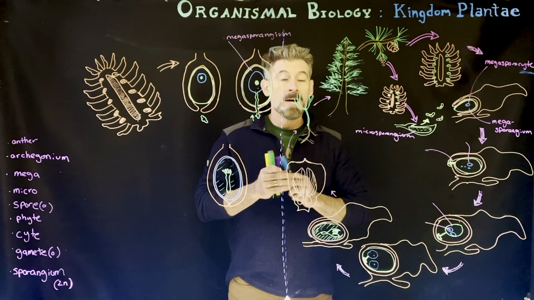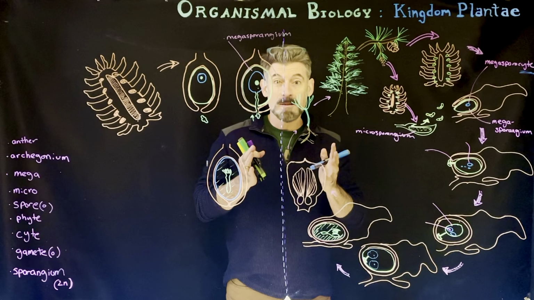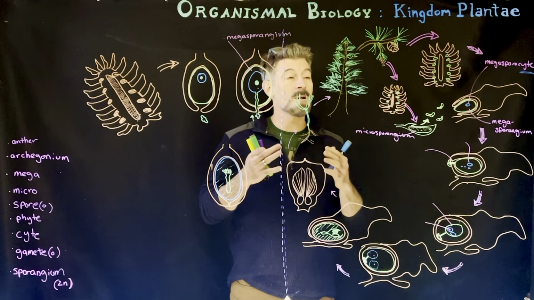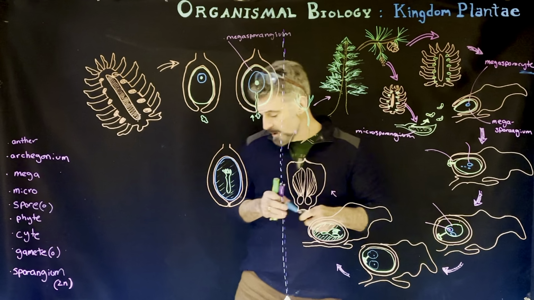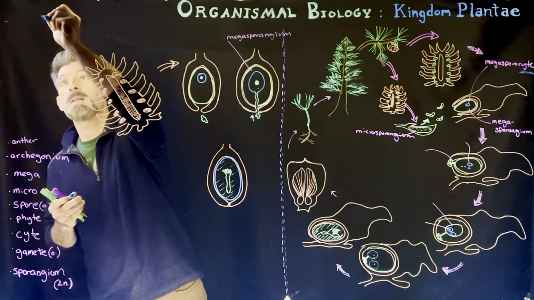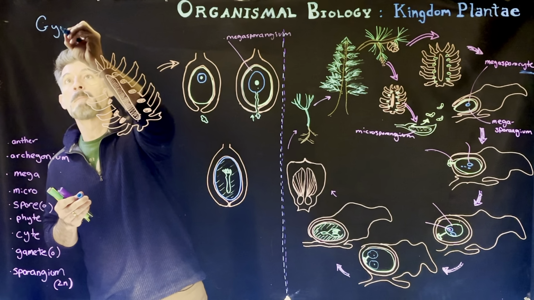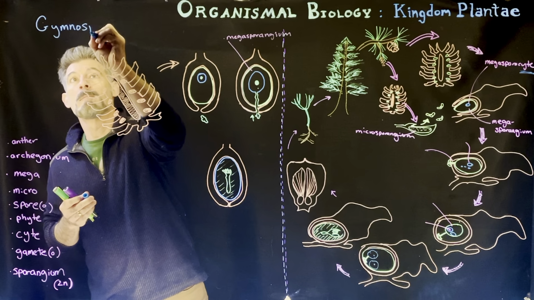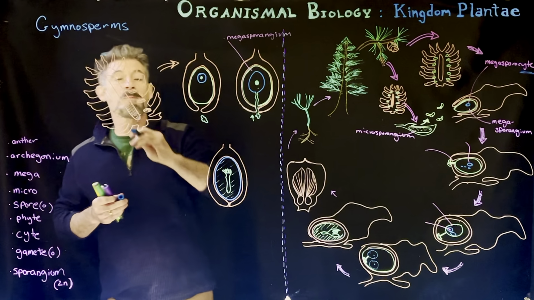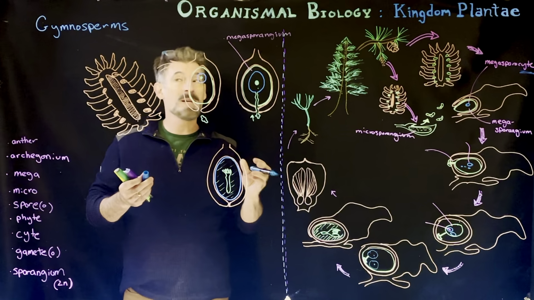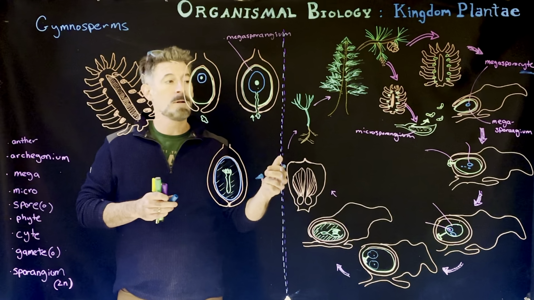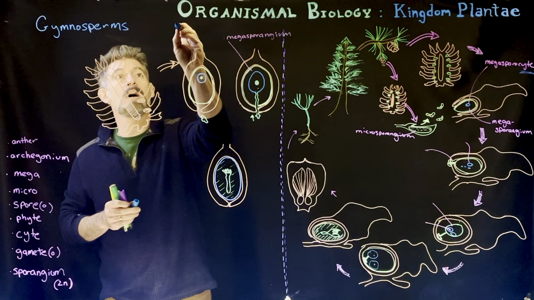All right, so we've talked about some vascular tissues in the vascular land plants, and now we're going to start to talk about seed plants. And the first group of seed plants we're going to look at here are the gymnosperms. The gymnosperms actually represent several phyla, and the particular phyla that's the example we're going to look at here are the conifers.